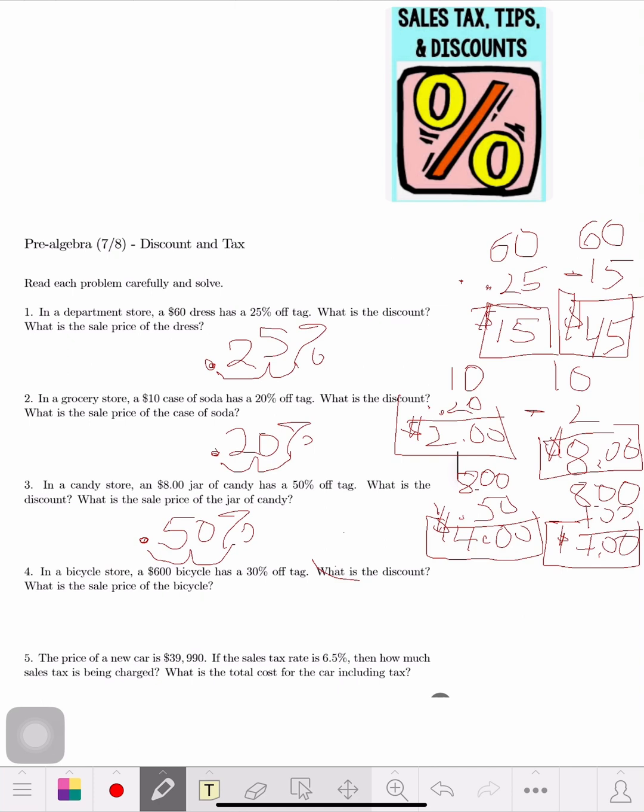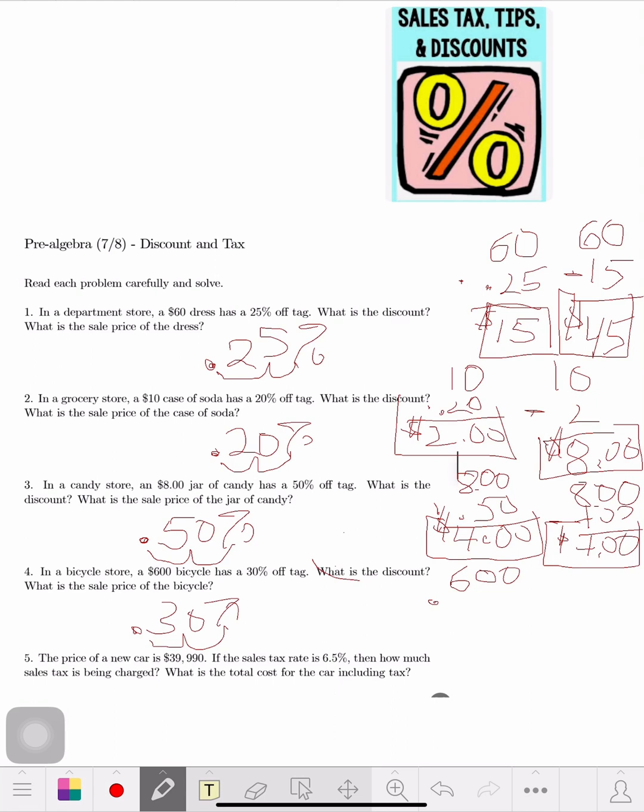We're in a bicycle store. A $600 bicycle, this very nice bicycle, has a 30% off tag. What is the discount? Okay, so we know it's 30%. We want to convert this to a decimal. We move 2 places to the left. We got 0.30, so we got 600 times. I like to use the dot instead of the X, only because later on down the road, when you're doing algebra, the X is a lot of times a variable, so it gets a little confusing.